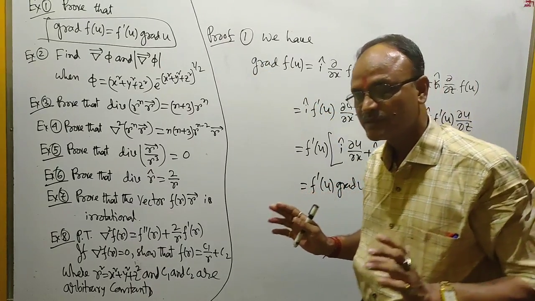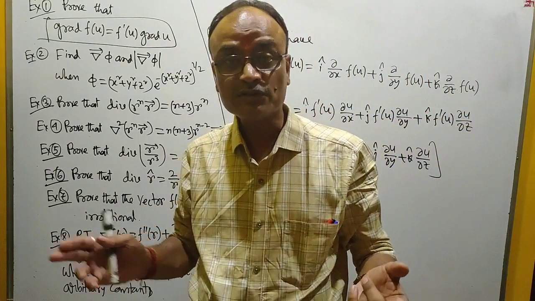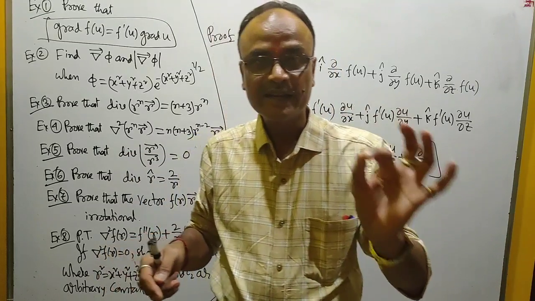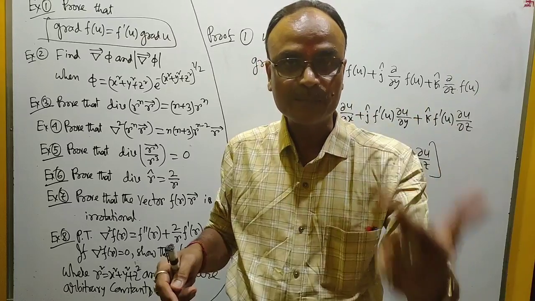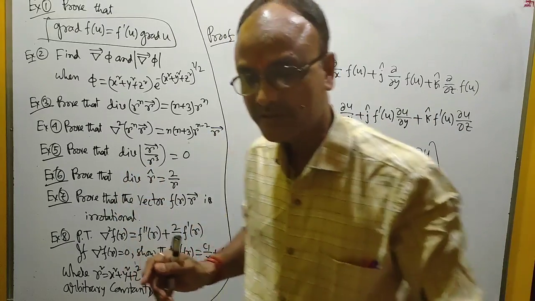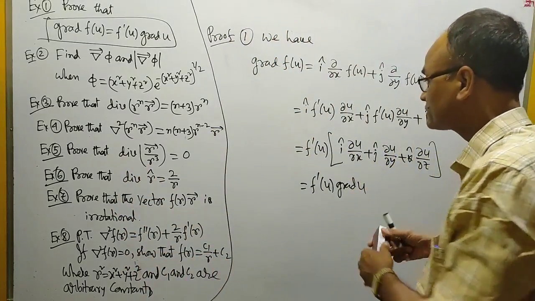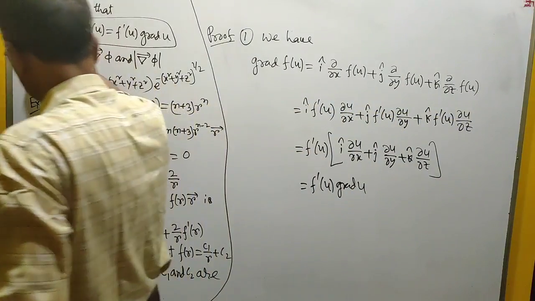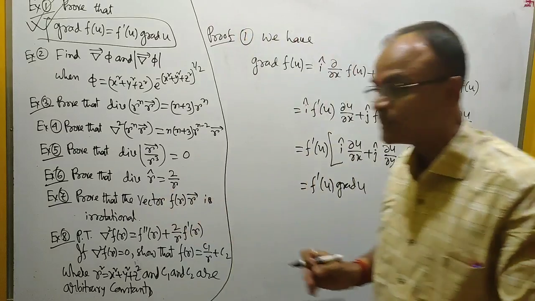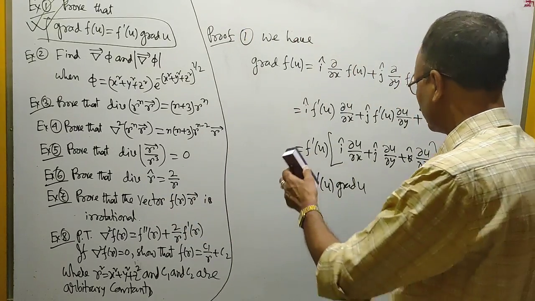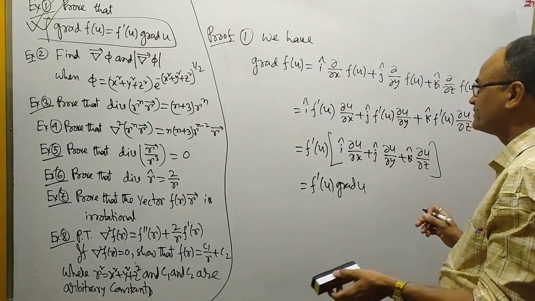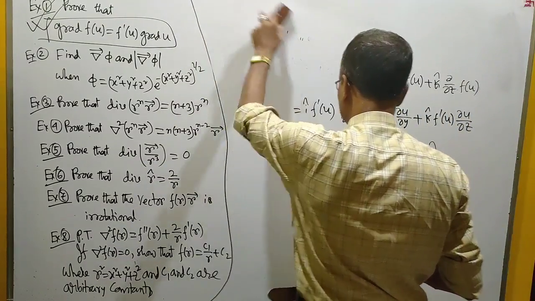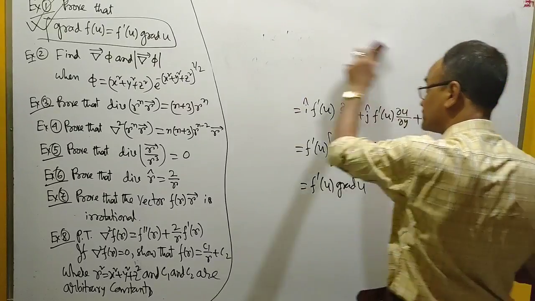Just remember this. You will have to remember this because this will also be applied later on. Gradient of f(u) equals f'(u) gradient of u. Perhaps you have understood this. Therefore, we have proved number 1. Let me remove this one first.